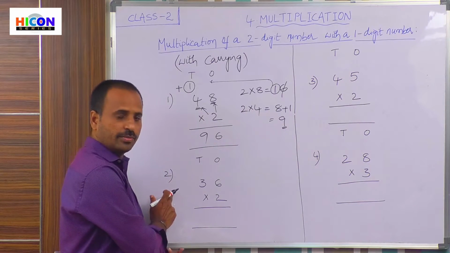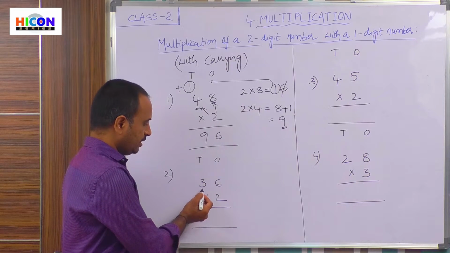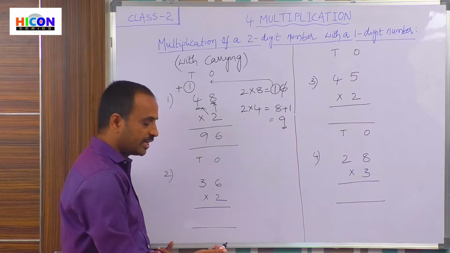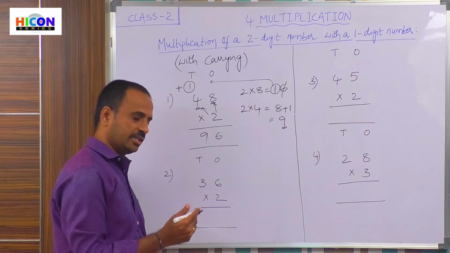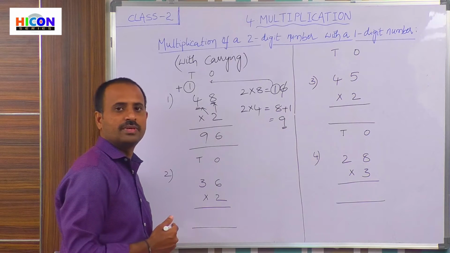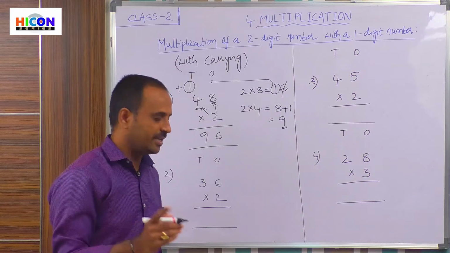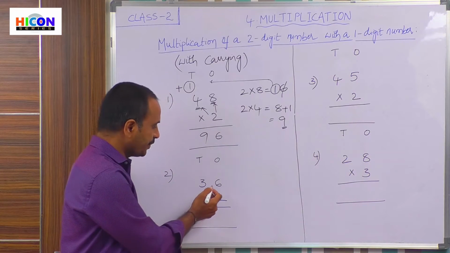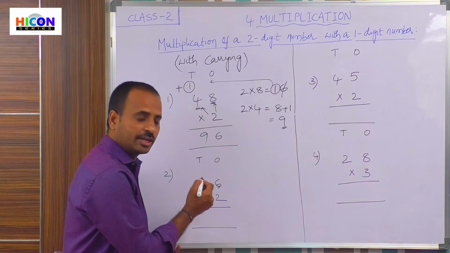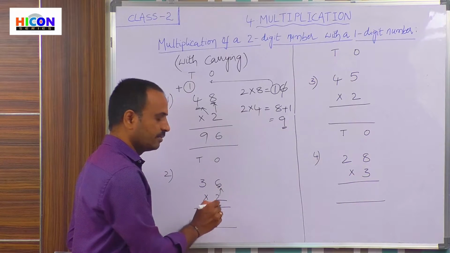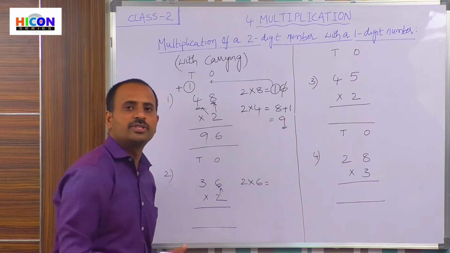What is the second problem here? 36 into 2. Here 36 is a 2-digit number and 2 is a 1-digit number. Now start the multiplication from the ones place. First multiply the digit present in the ones place with 2. Which digit is present in the ones place? 6 is present in the ones place. So multiply 6 with 2, that is 2 into 6. Children, how much are 2 6s?